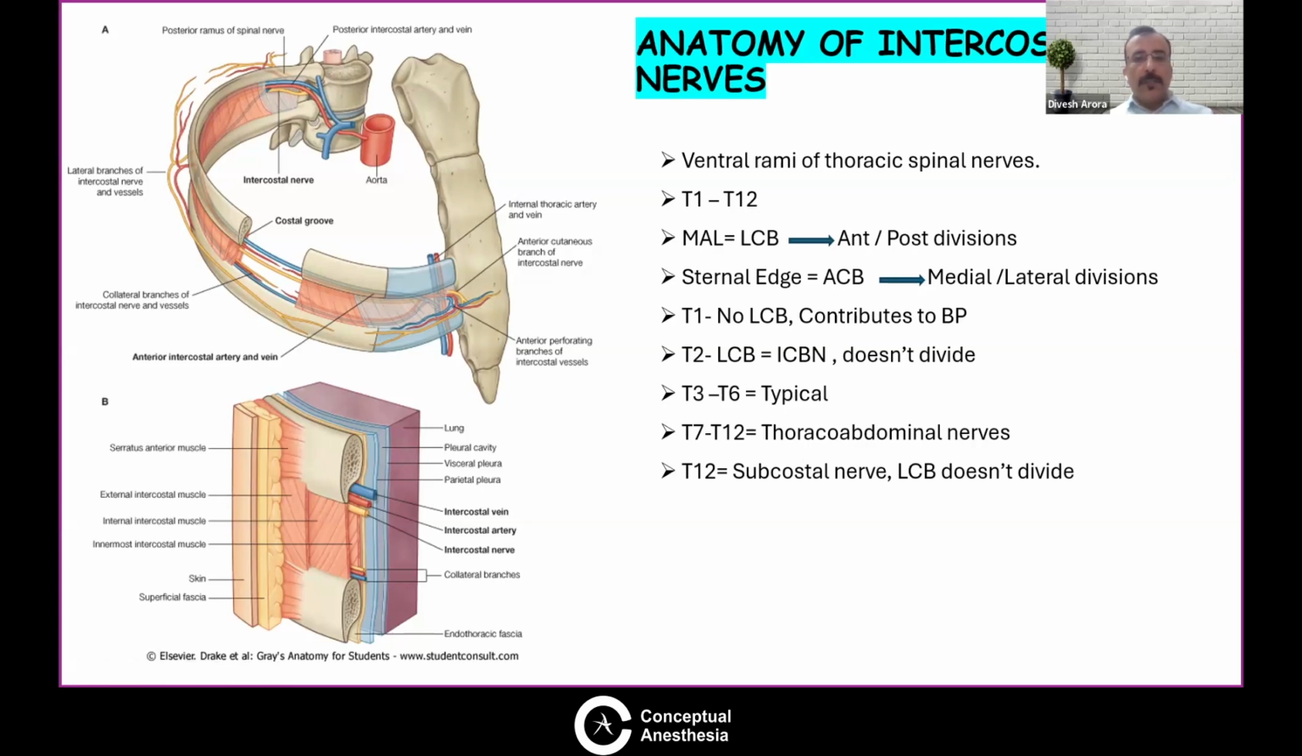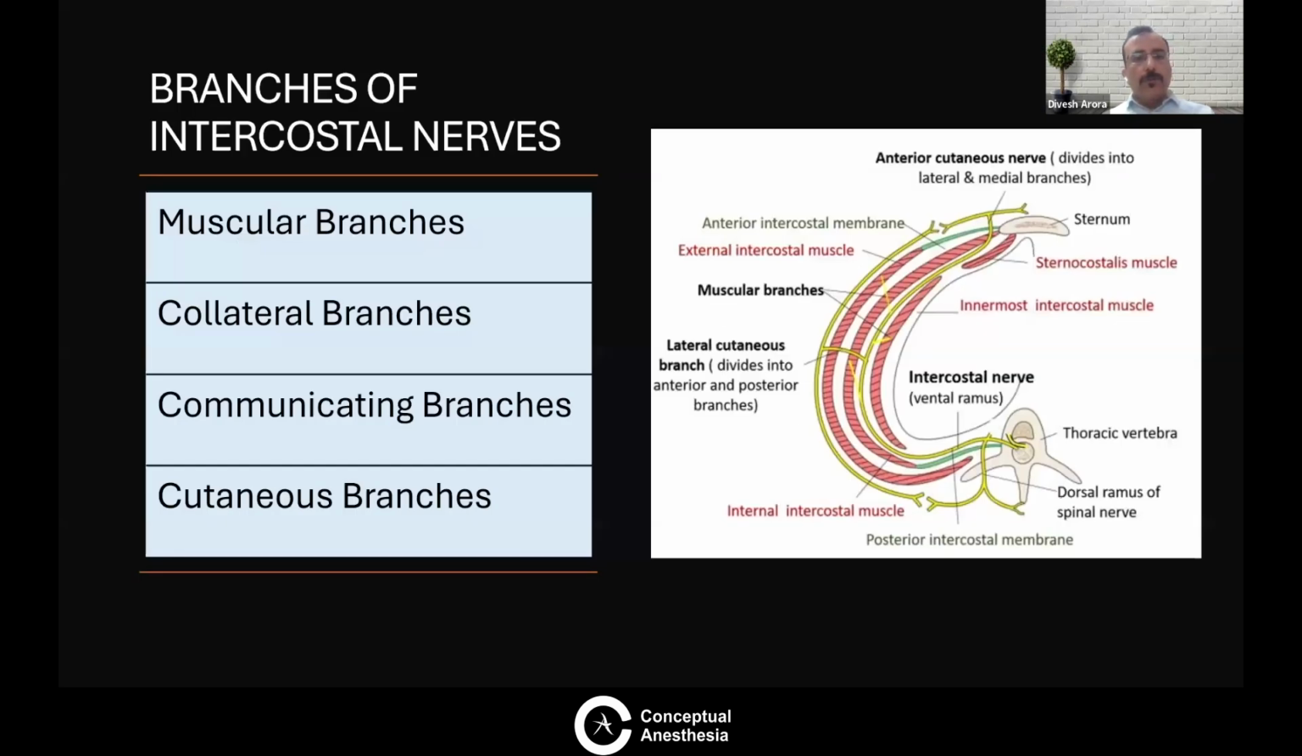From T7 till T12, they innervate the abdomen, so they are known as thoracoabdominal nerves. T12 is a special nerve known as the subcostal nerve, where the lateral cutaneous branch does not divide. Throughout their course, the intercostal nerves give certain branches: branches to the muscles, the collaterals, the communicating, and the cutaneous branches. So, in a nutshell, the innervation of the chest wall is by intercostal nerves and their branches.